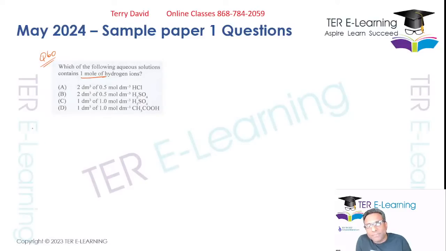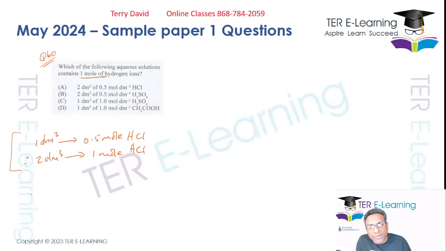So for A, we have the concentration as being 0.5 mole per dm cube. So that means that 1 dm cube corresponds to 0.5 moles HCl. So therefore, if we have 2 dm cube, that's twice the amount, you're going to get 1 mole HCl. So far so good, right? Looking like A could be the answer, but let's double check the others as well.